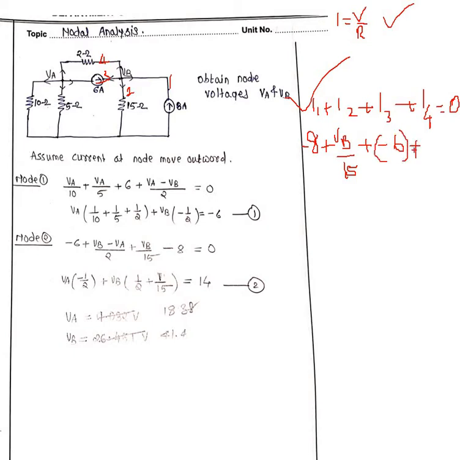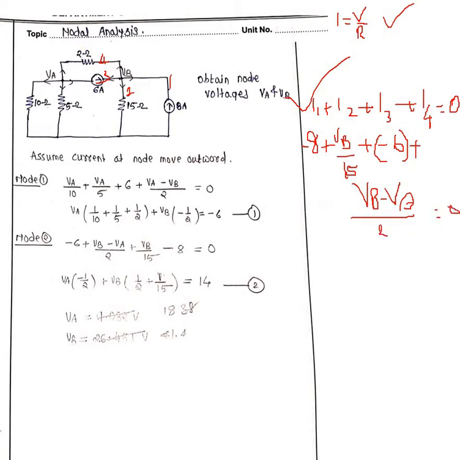Then fourth. Where is the fourth? Here is the fourth. Okay, VB minus VA. VB minus VA, because my origin is VB. So VB minus VA divided by what is my ohm? 2 ohm. It is equal to 0.